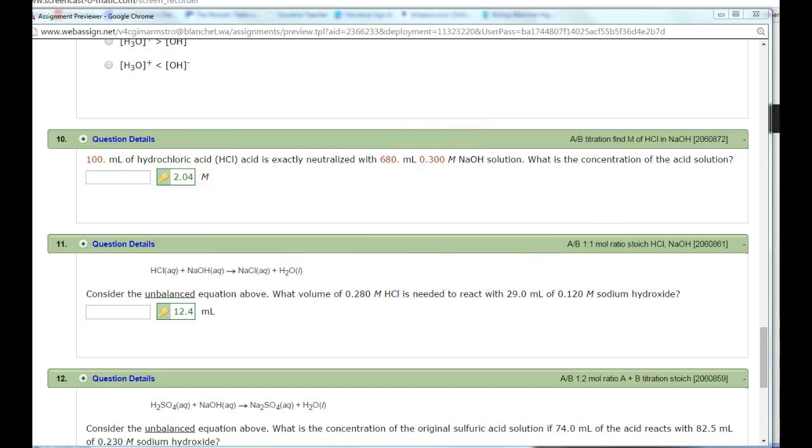Question number 11. Consider the unbalanced equation above. Well, it's the same one we've been working with. It's still 1-to-1, so there's nothing we need to do to it. What volume of 0.28 molar HCl is needed to react with 29 mL of 0.12 molar sodium hydroxide?